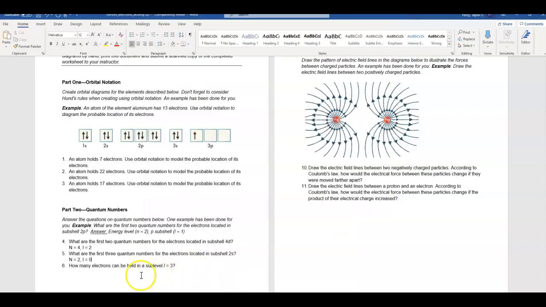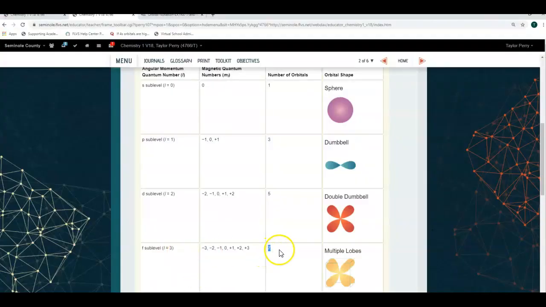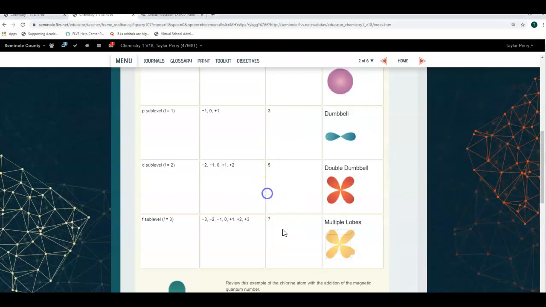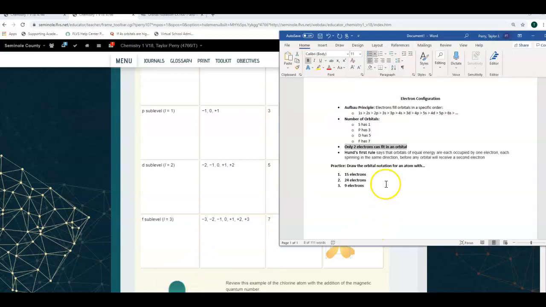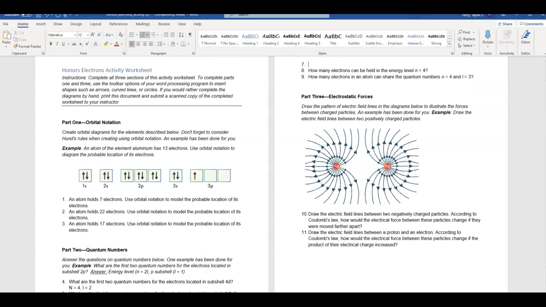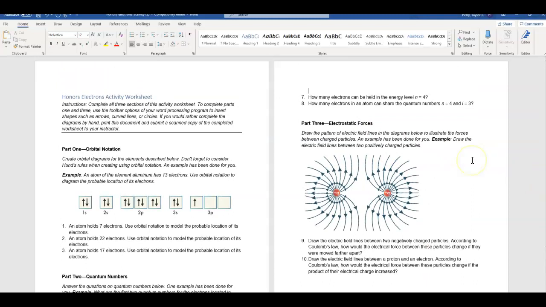Now this question is asking you how many electrons can be held in that. Well, if the number of orbitals is 7, and according to this rule, only 2 electrons can fit in an orbital, and each orbital can hold 2, what's 7 times 2? 7 times 2 is 14. So I'll put my answer up here. It's a little awkward, but yes, 14. It can hold 14 electrons.